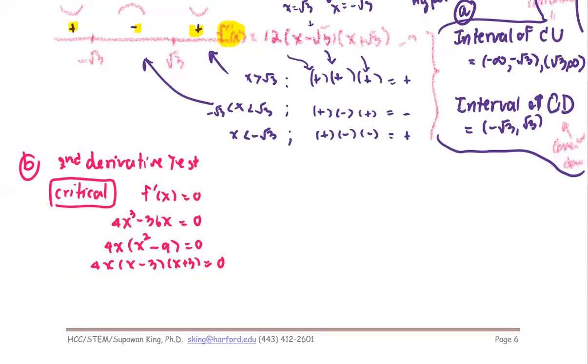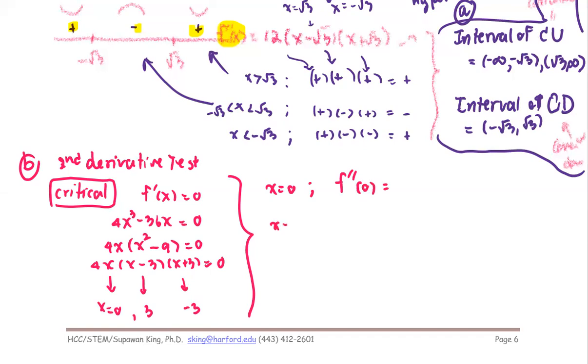To use the second derivative, this part is going to give you x equals 0, x equals 3, x equals -3. We have 3 critical values. And how do we use these 3 critical values? We're going to check the sign for x equals 0. What is the second derivative at 0? At x equals 3, what is the second derivative sign? And at x equals -3, what would be the sign of the second derivative?